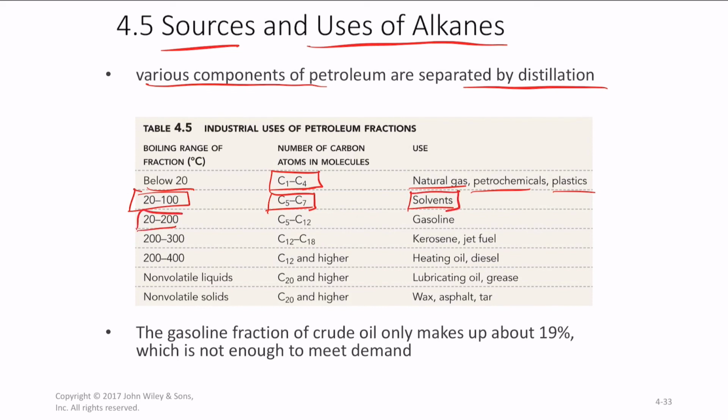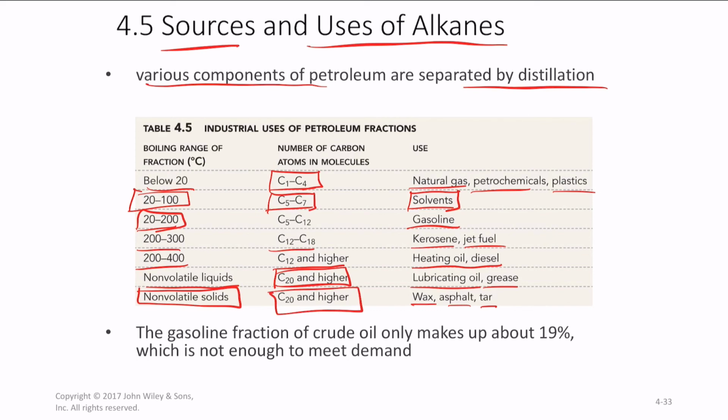Between 20 to 200 degrees centigrade, you end up with gasoline. 200 to 300 degrees centigrade, you end up with kerosene and jet fuel. 200 to 400 degrees centigrade, anything above carbon 12, that is heating oil and diesel. Non-volatile liquids are 20 and higher, that's about lubricating oil and grease. Non-volatile solids, generally wax, asphalt and tar, are compounds that are released which have carbons that are 20 and higher.